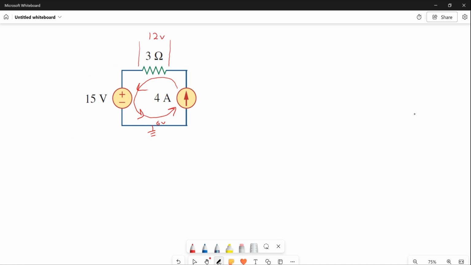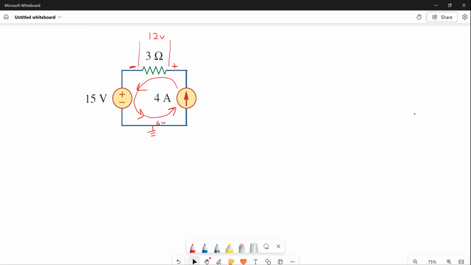And keep in mind, plus to minus. There's that passive sign convention now. The current goes from right to left. So there's the voltage drop across that 3 ohm resistor. It's 4 amps times 3 is 12 volts, plus on the right, negative on the left side.